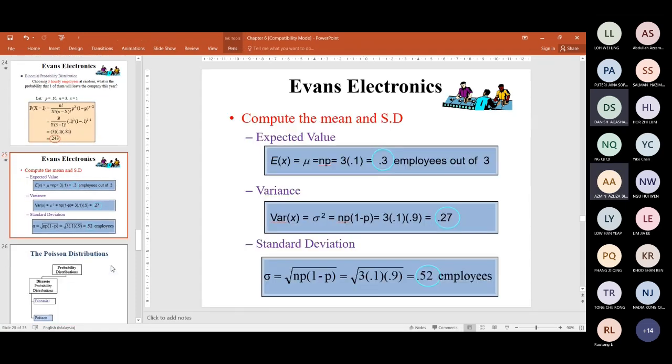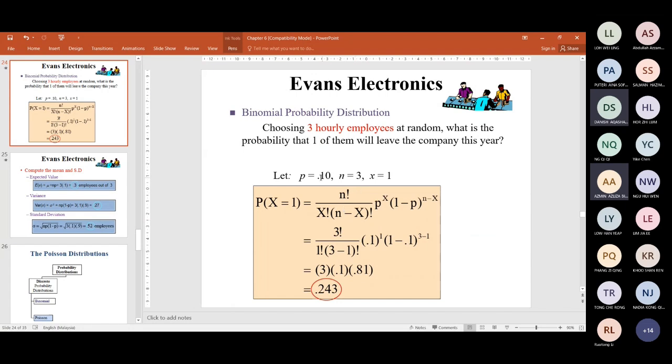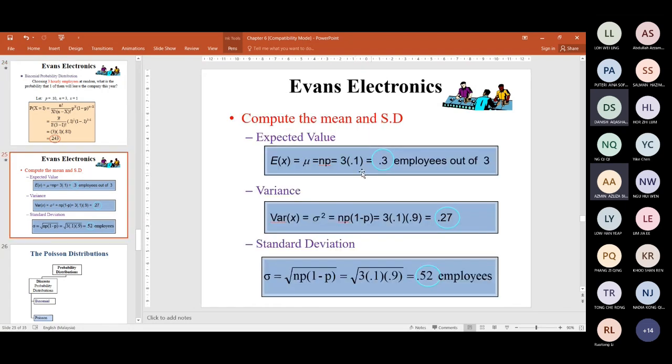Okay, then we can also find the mean or the expected value. So the formula just now is NP, and for the variance it is NPQ. So for NP, we know N is 3 and the probability is 0.1. Just substitute: 3 times 0.1, so 0.3 employees out of 3, because our N is only 3.